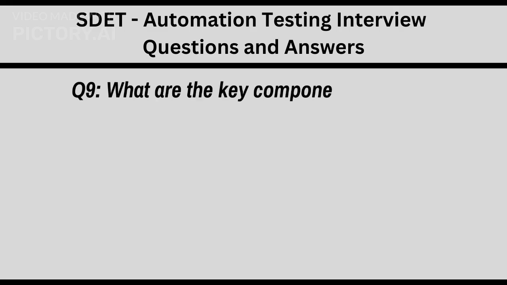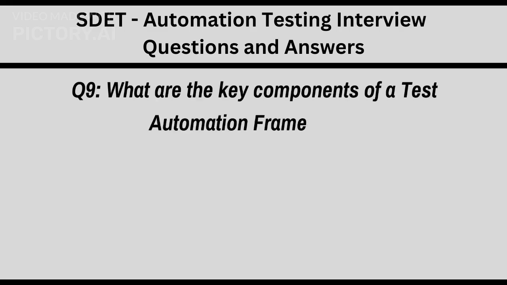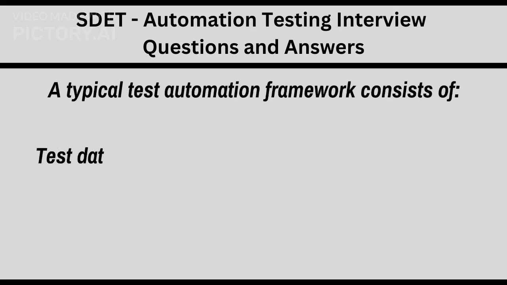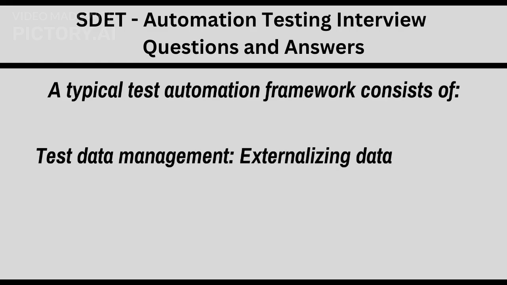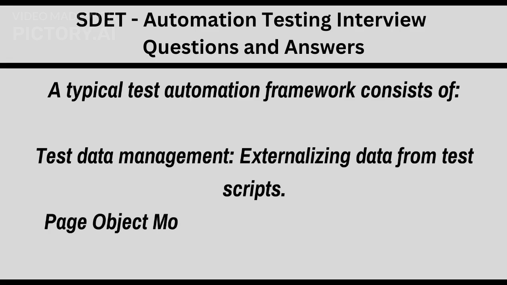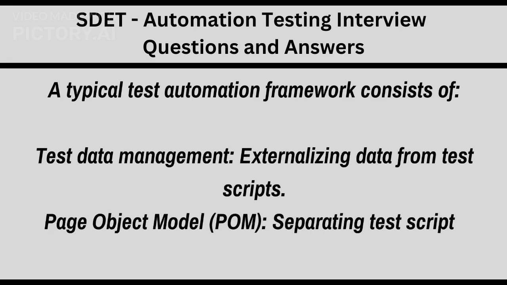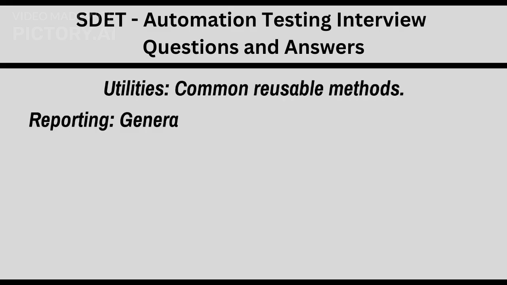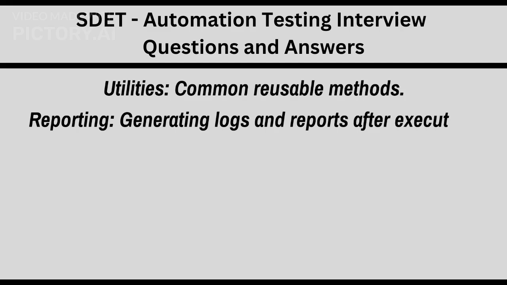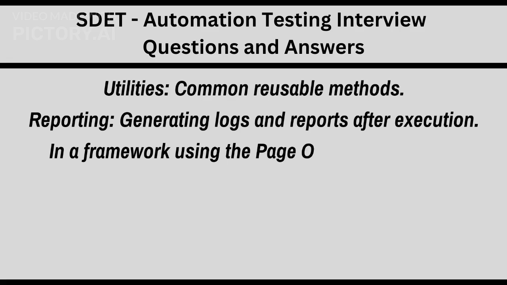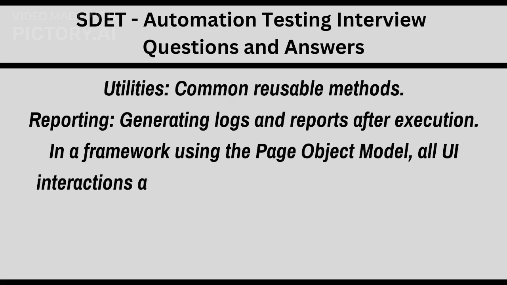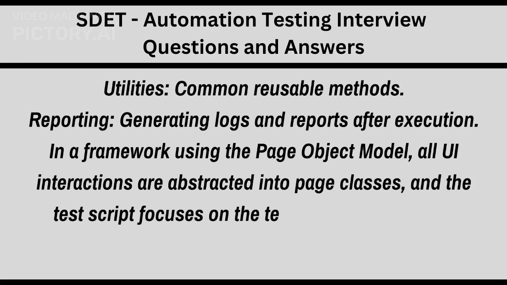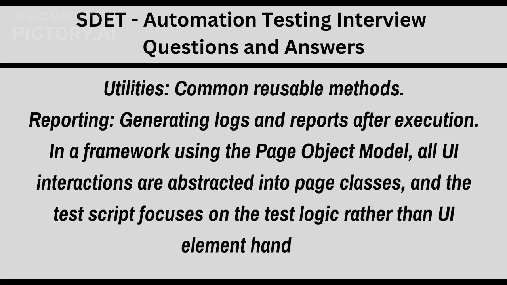Q9. What are the key components of a test automation framework? A typical test automation framework consists of test data management, externalizing data from test scripts. Page Object Model, POM, separating test scripts from UI code. Utilities, common reusable methods. Reporting, generating logs and reports after execution. In a framework using the Page Object Model, all UI interactions are abstracted into page classes, and the test script focuses on the test logic rather than UI element handling.